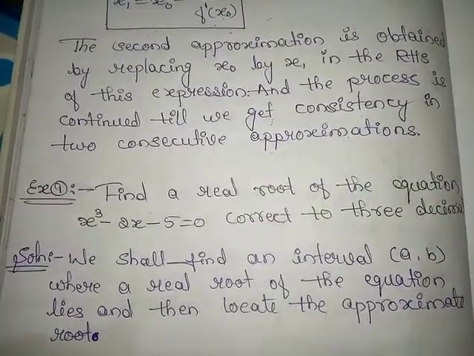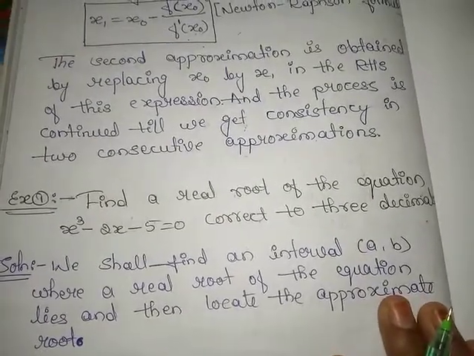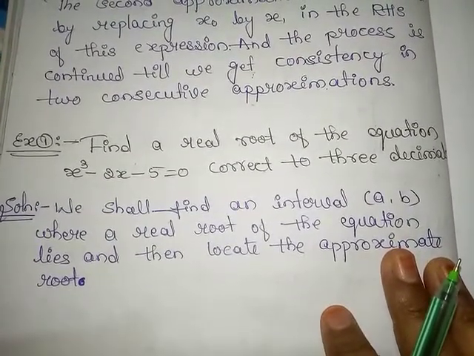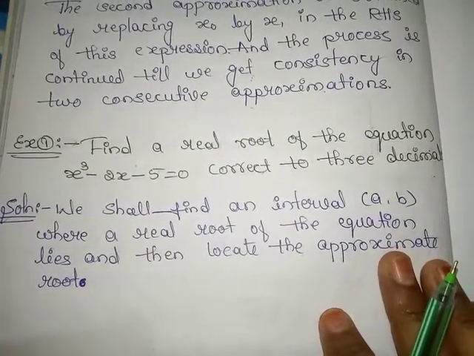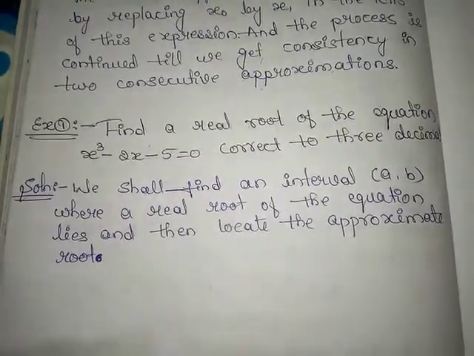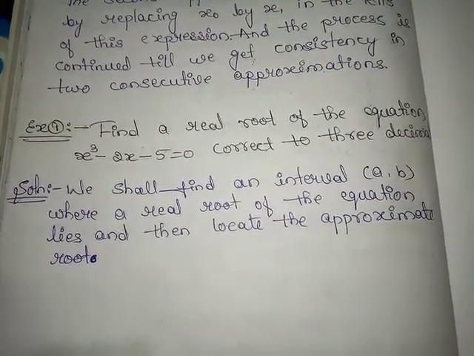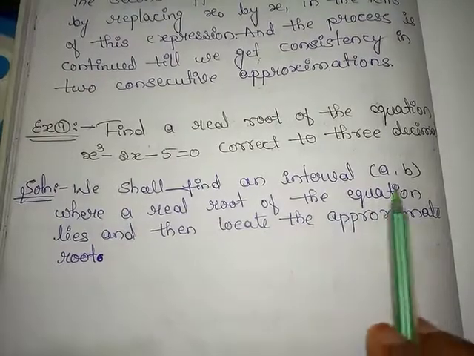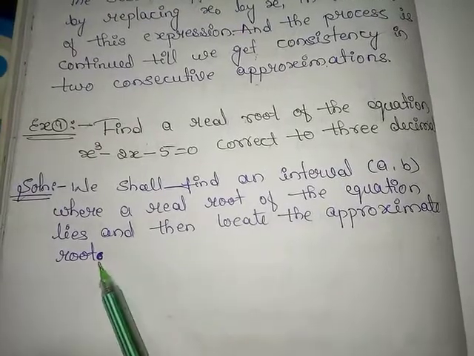You will know the procedure, how to find the solution using the Newton-Raphson method. Find a real root of the equation x cube minus 2x minus 5 is equal to 0, correct to 3 decimals. See, we solved the same example in the Regula-Falsi method also. Here we solve that same example in the Newton-Raphson method. We shall find an interval a comma b where a real root of the equation lies and then locate the approximate root.